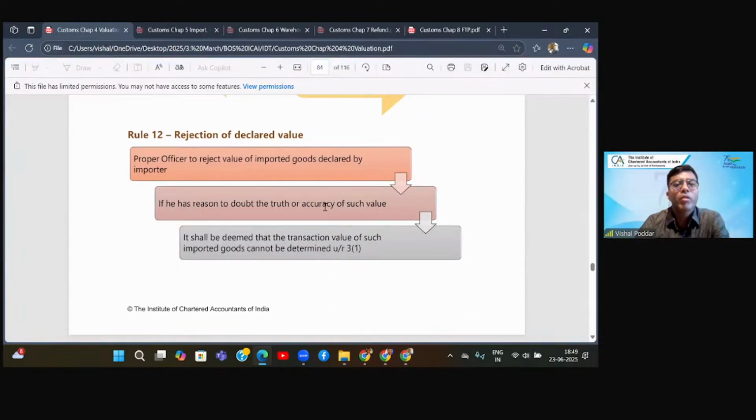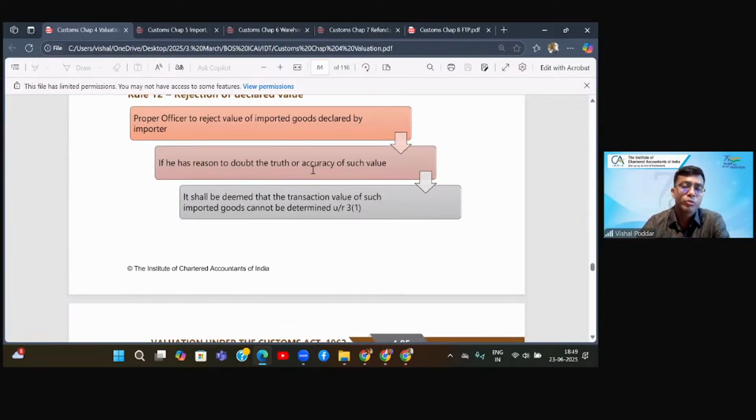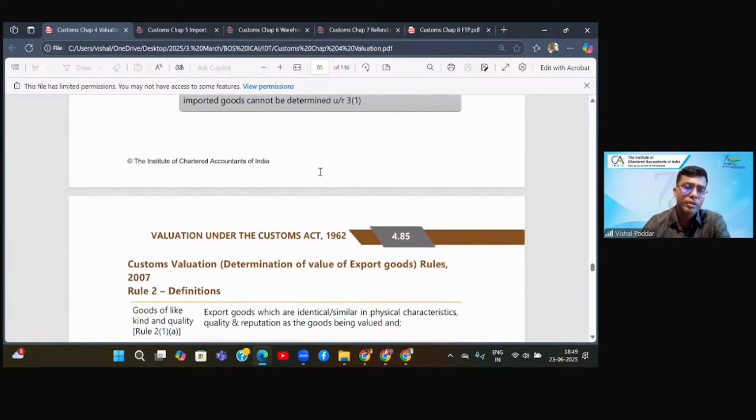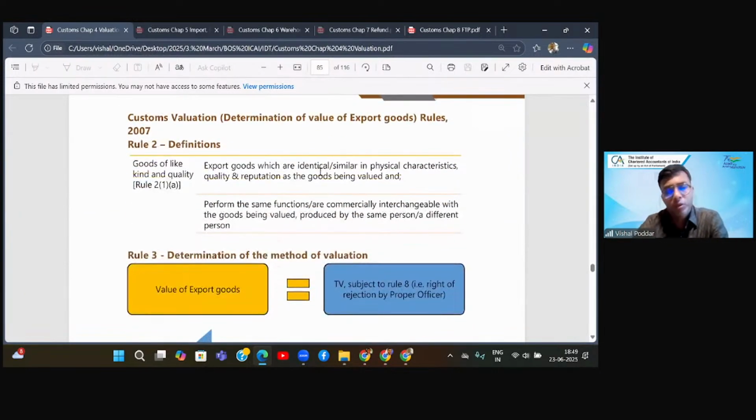Most important, despite you doing this, giving the full details, still the proper officer has the power to reject the value declared by the importer. So despite you giving all details, the proper officer has the powers, if he has reasons to doubt the truth or accuracy of such value, and most important, it shall be deemed that the transaction value of such imported goods cannot be determined under 3.1. It means you'll have to go to rule 4, 5, etc. So where the officer rejects your value on the doubt regarding its truth or accuracy, the valuation will be done as per the other valuation rules.